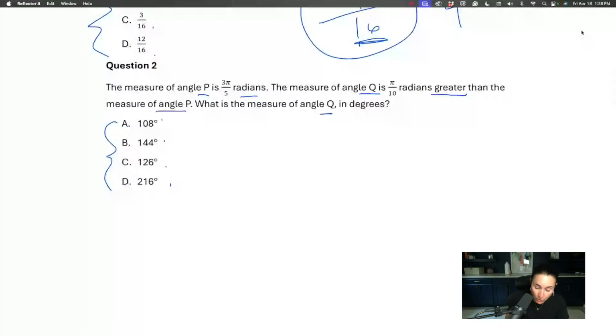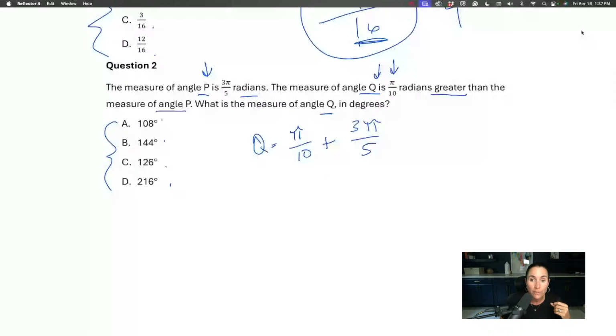All right, so Q equals pi over 10 plus P, right? Because it says it's pi over 10 greater than P. Well, what's P here? P is 3 pi over 5. All right, let's do that then. 3 pi over 5.